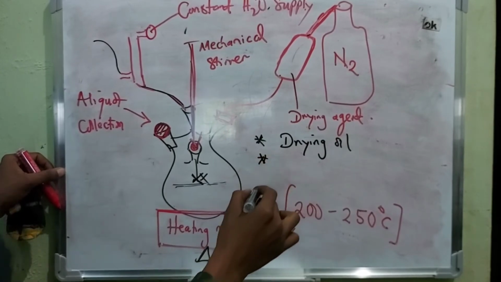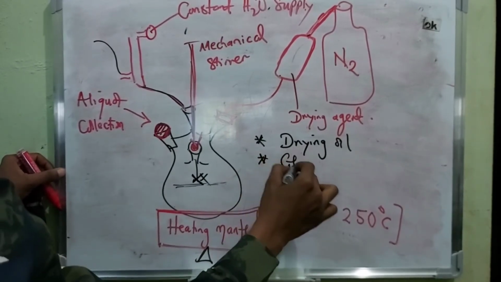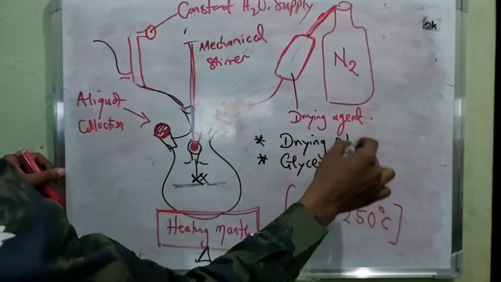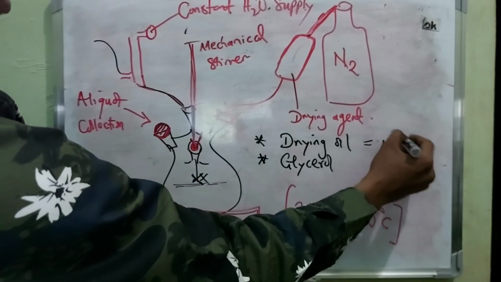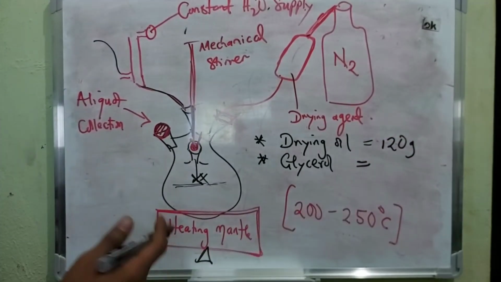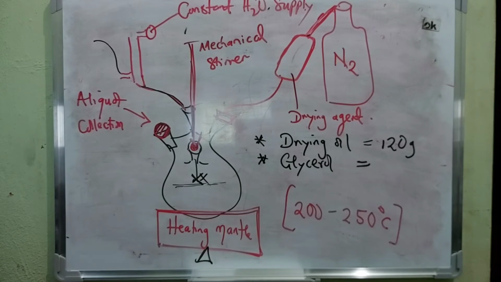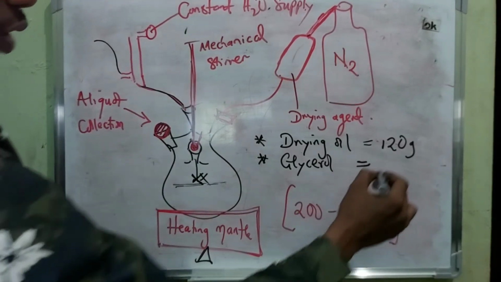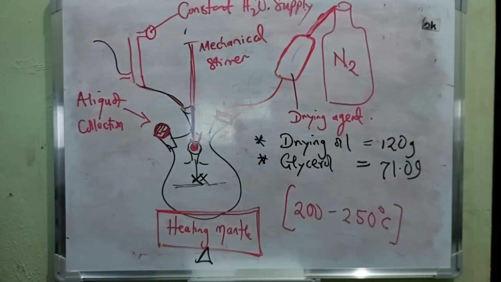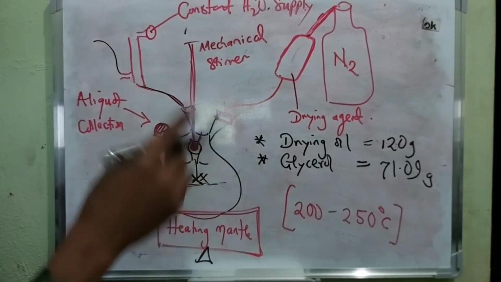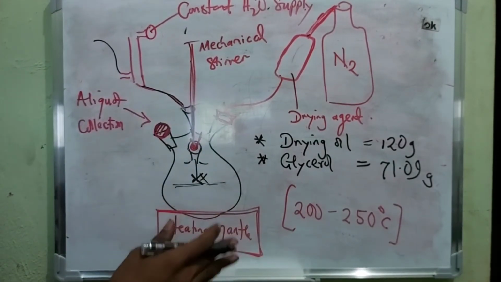You're also introducing the glycerol. Remember, we've calculated exact amounts to be measured, 120 gram, right? And the glycerol that we've calculated to be 71.09, actual weight 71.09. That means we have to make use of our weighing balance to get this exact amount of this reagent.